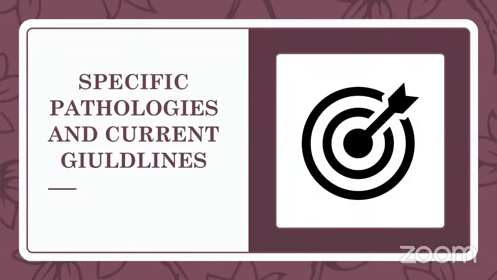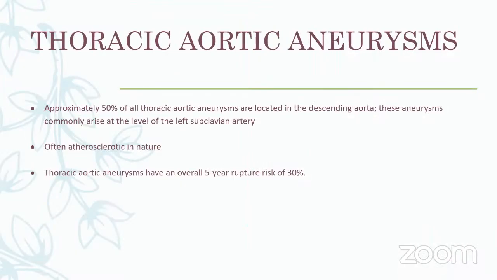So moving on now to the specific pathologies and the current guidelines. Here I will speak about the recent guidelines, the 2022 American Heart Association guidelines for the diagnosis and management of aortic disease. The first pathology is the thoracic aortic aneurysm.